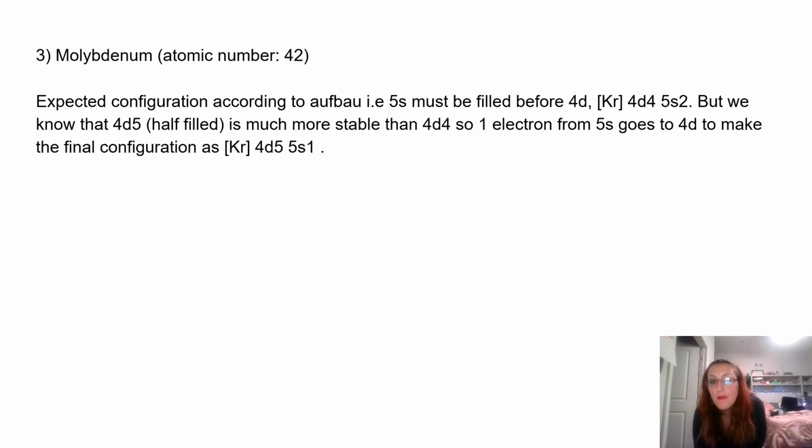Molybdenum, atomic number 42. Expected configuration according to Aufbau: 5s must be filled before 4d, so krypton 4d4, 5s2. But we know that 4d5 half-filled is much more stable than 4d4, so one electron from 5s goes to 4d to make the final configuration krypton 4d5, 5s1.